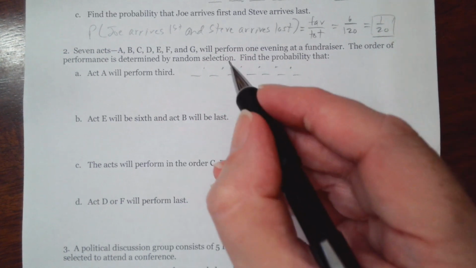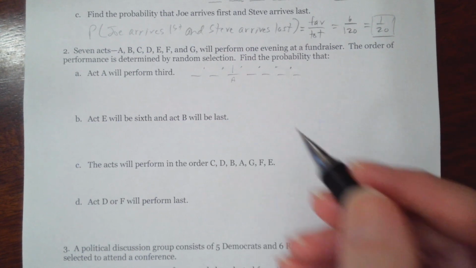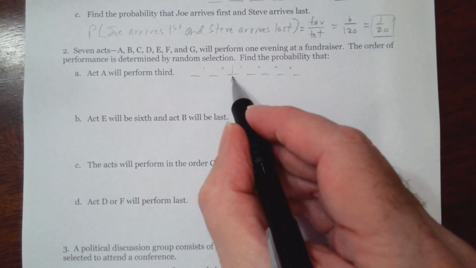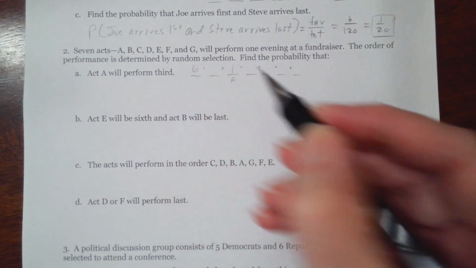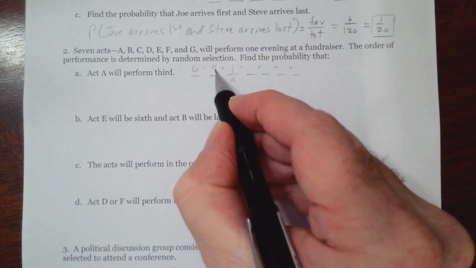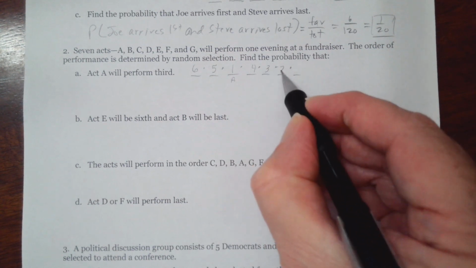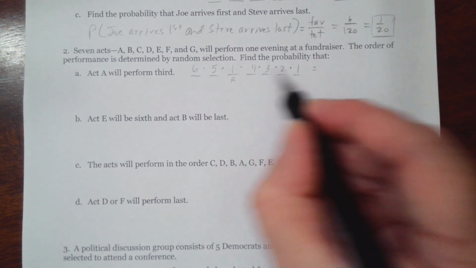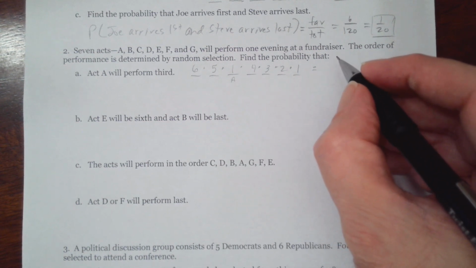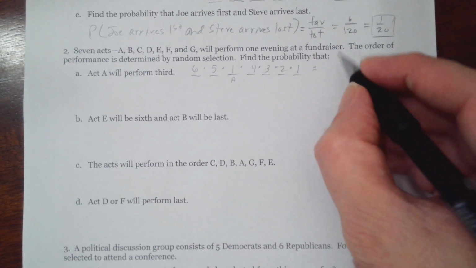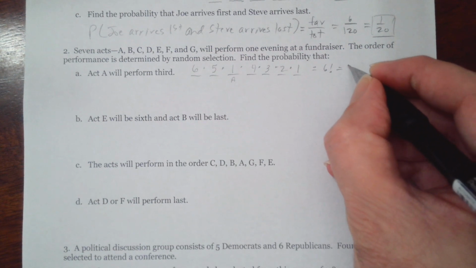Now, A is going to perform third. That means there's only one way to choose that position. And so now that one person is determined, we have 6 to choose from for being the first act. And then there'll be 5 after that person's picked. And then it'll just go on down, 4, 3, 2, 1. So you can see this is actually 6 factorial, which is 720.